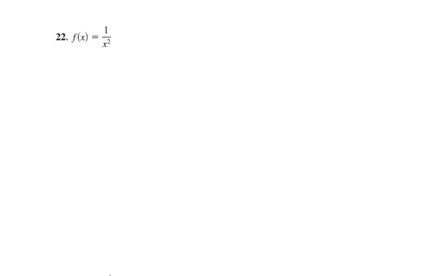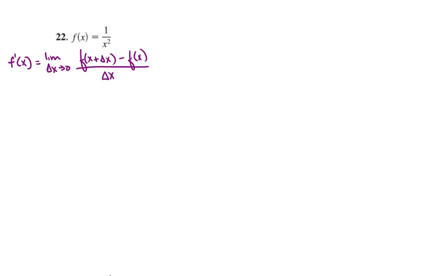Okay, in problem number 22, we have a rational function 1 over x squared, and we're looking for the derivative f prime of x of the function 1 over x squared. So we start as always with the limit as delta x approaches 0 of f of x plus delta x minus f of x, all over delta x. And now we're ready to start plugging in.